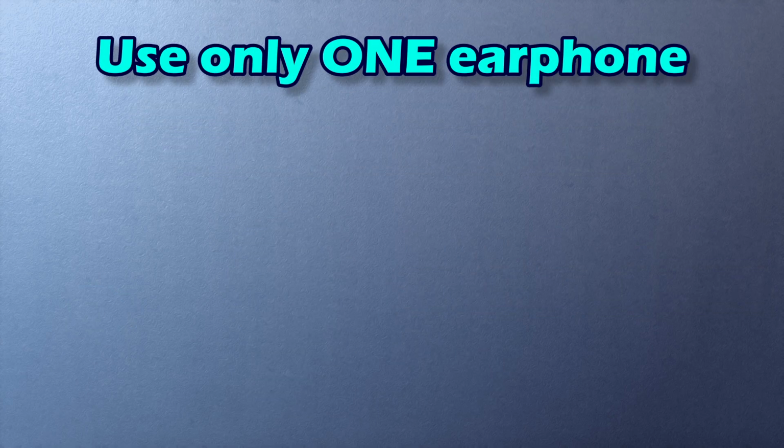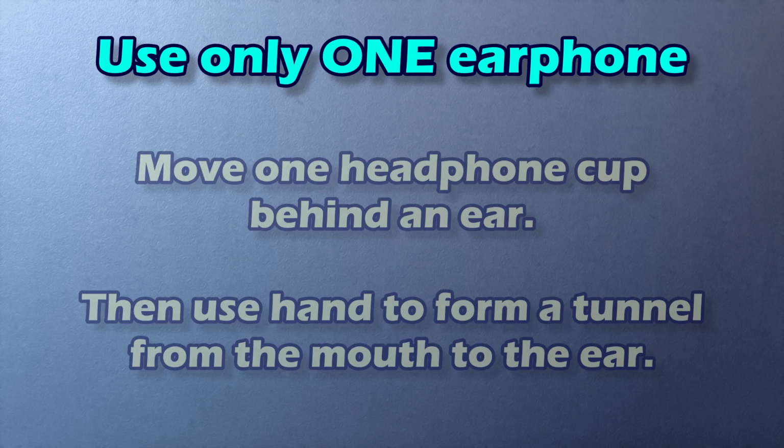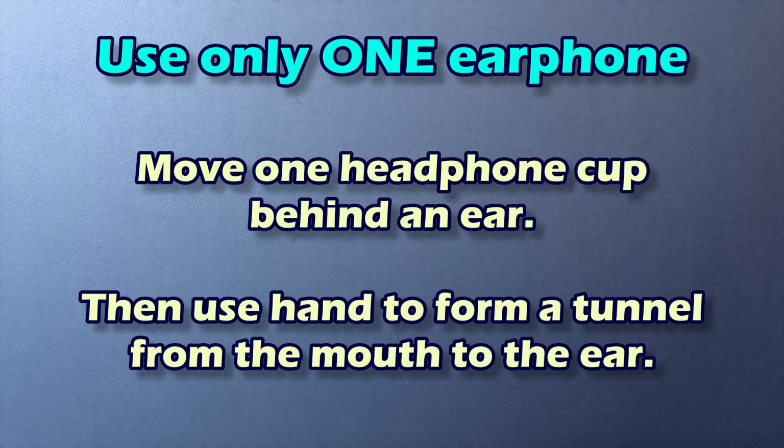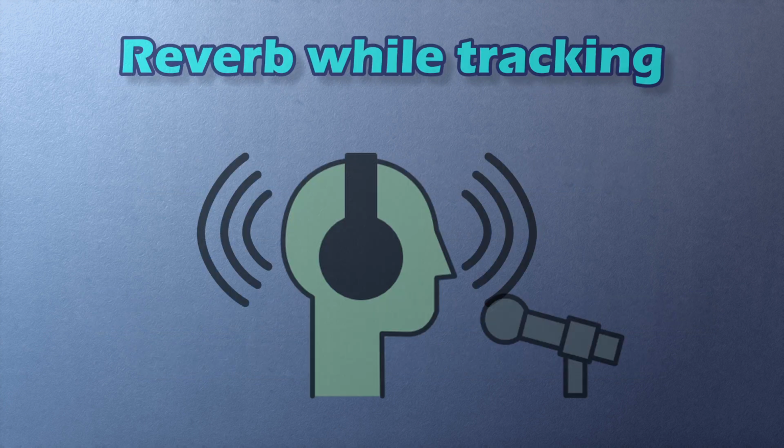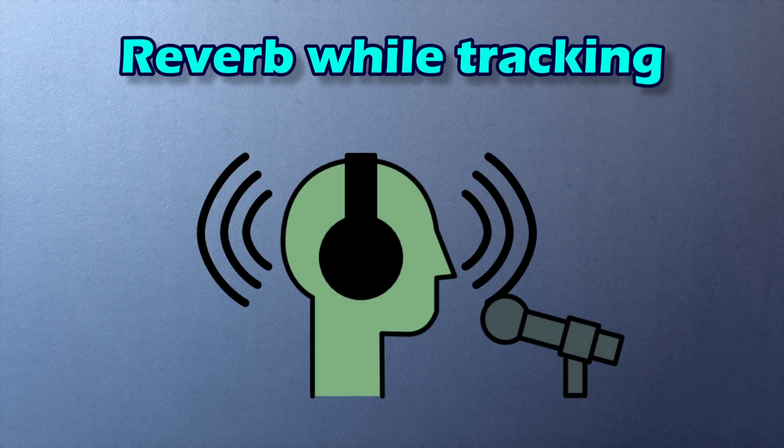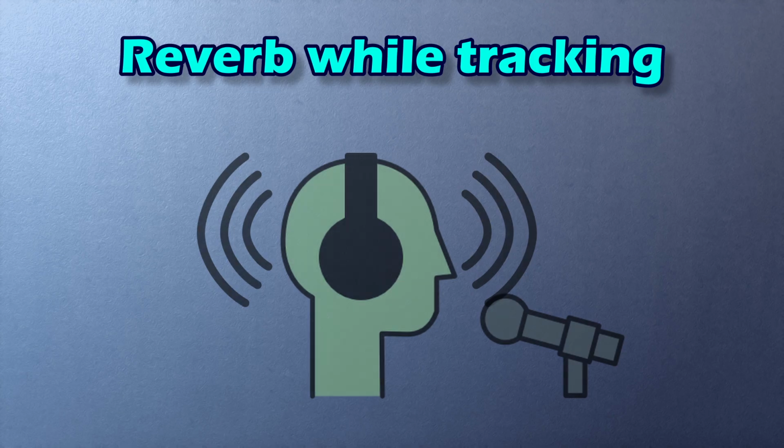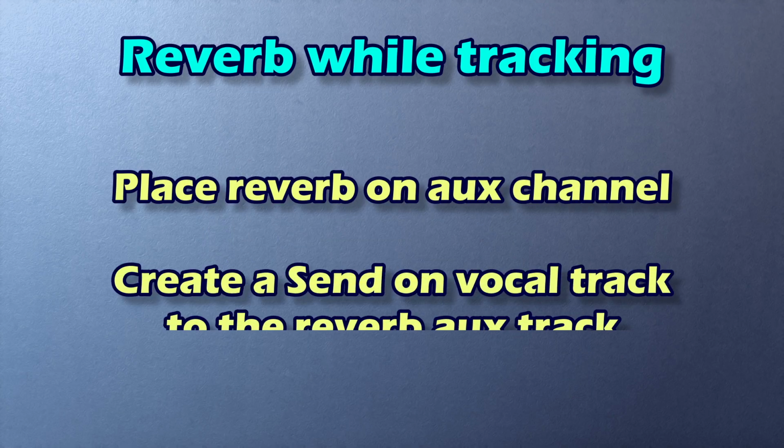Some singers do better when they can hear their own voice louder and will move one headphone cup behind that ear and use their hand to direct the sound from their mouth to that ear. They still hear the background music in the other headphone, but hear themselves really well in one ear. Some singers prefer to hear reverb on their voice when they record, so it sounds more like a record while still in the creation phase. With a DAW, you can add reverb while they're tracking to help them get a great performance, but you don't have to use it during mixdown.